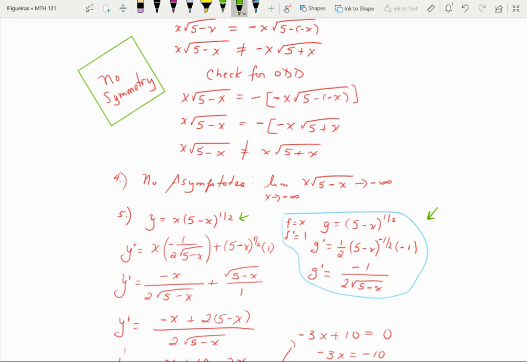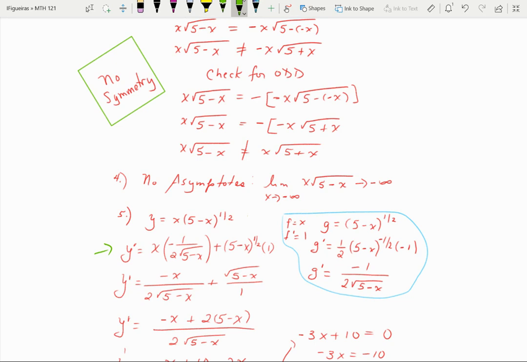G prime, you have to use chain rule. So it's 1/2 (5 minus x) to the negative 1/2. And then don't forget the derivative of the inner function, this one here. Well, that's negative 1. And so my g prime is negative 1 over 2 root 5 minus x. All right, so we plug that in here into the product rule. So I did f g prime plus g f prime.